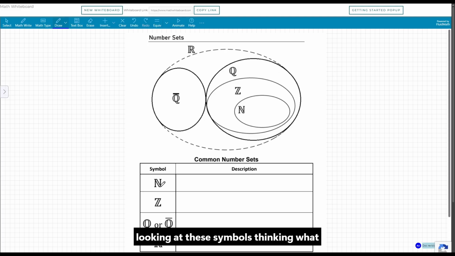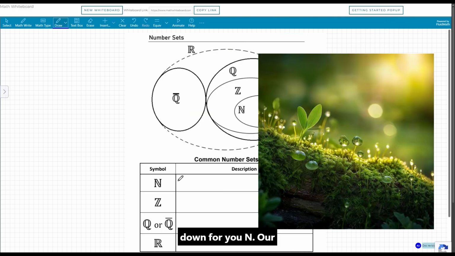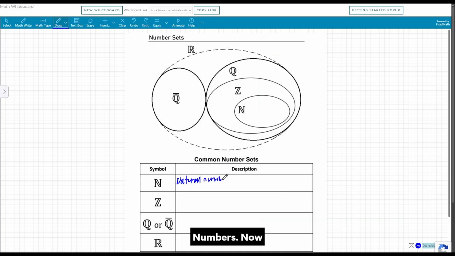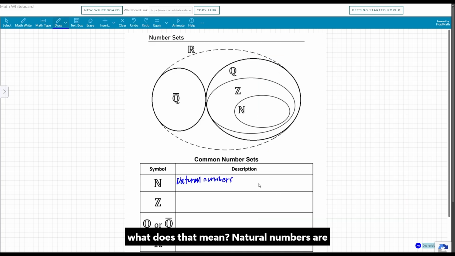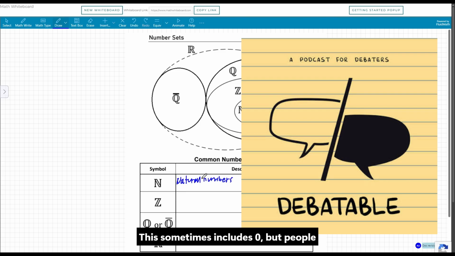You may be looking at these symbols thinking, what are these? Well, let me break it down for you. N are natural numbers. Now, what does that mean? Natural numbers are positive whole numbers used for counting. It sometimes includes 0, but people argue about it.